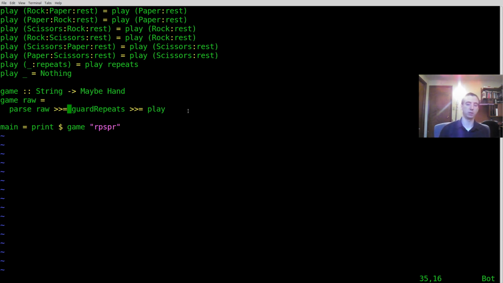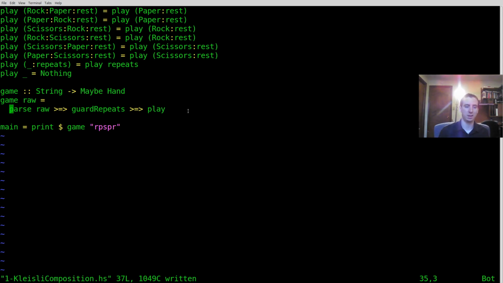So Kleisli arrows let you glue functions together inside of a monad. They let you do that inside of this Maybe context. So in other words, glue these together and just make the same pattern happen. Basically, to do a Kleisli arrow, we just flip the equals and the greater than sign, and that's all we have to do.